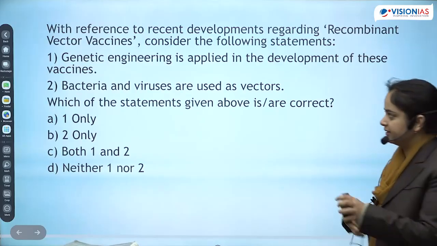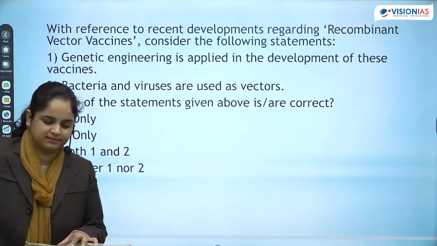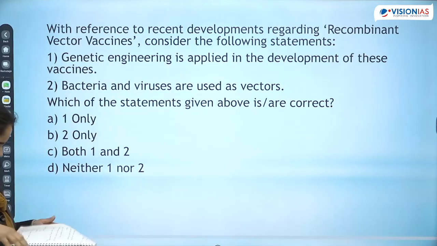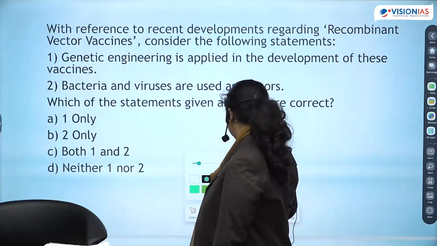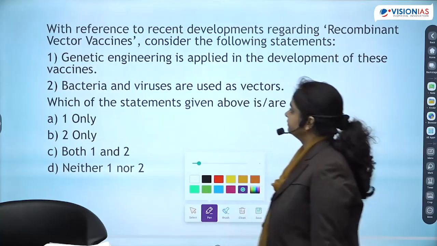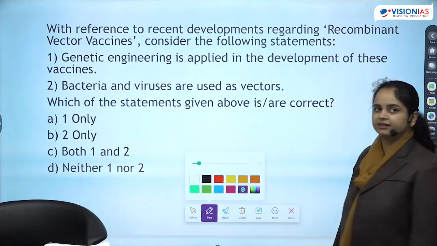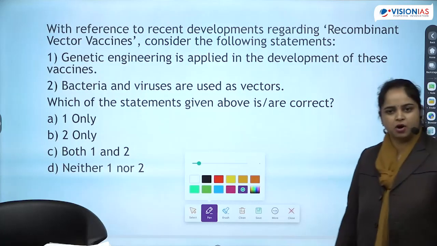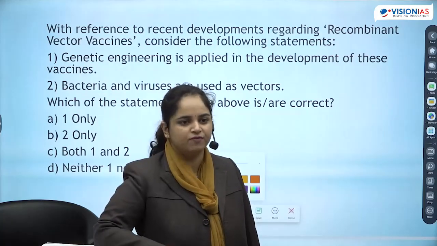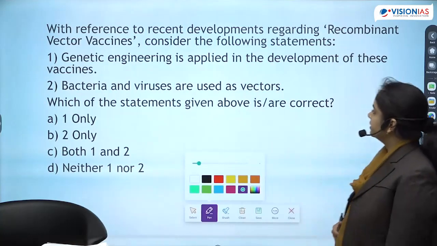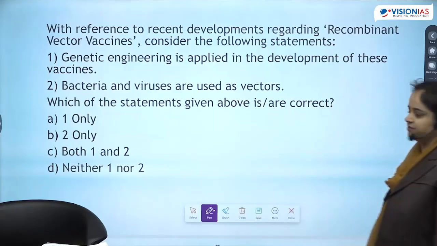Good morning, everyone. Let's start with this one UPSC previous year question. With reference to recent development regarding recombinant vector vaccine. So we studied recombinant technology, then we studied how it can be used to make vaccines, and we studied the example of Covishield, how that whole thing works. Genetic engineering is applied in the development of these vaccines.